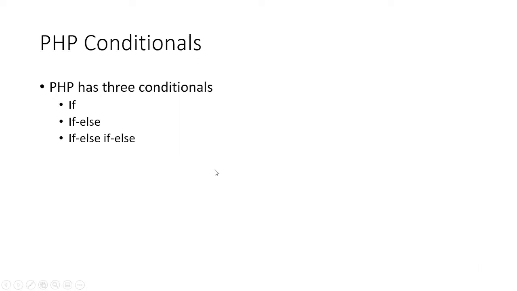Okay. Next, we will talk about PHP conditionals. Conditionals basically mean we are changing the flow of the execution. In this case, we have 3 kinds of conditionals: if, if else, and if else if else. Before I continue with PHP conditionals, do you guys have any questions on the PHP loops? Any questions? Okay, if there's no question, then I will proceed.